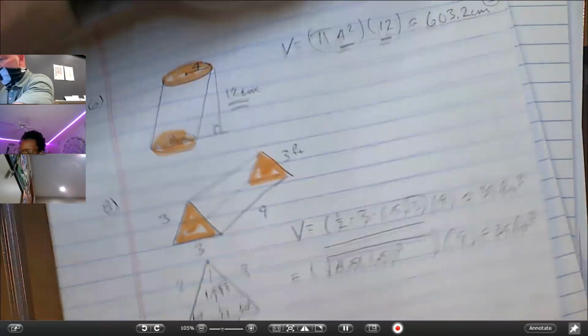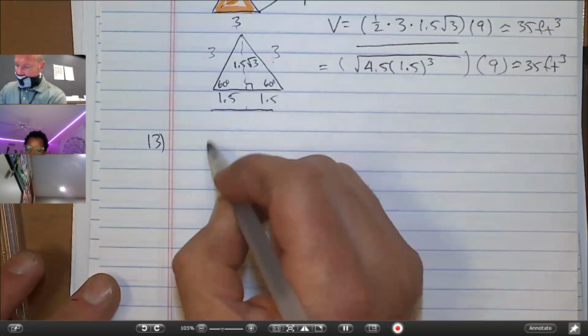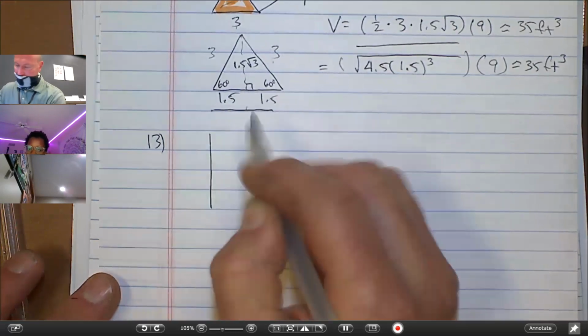Thirteen shouldn't be too hard. In fact, I'm not going to do the entire problem for you, but this is what happened. I want to just kind of talk about a composite figure.